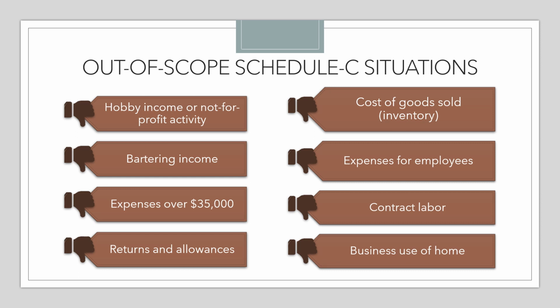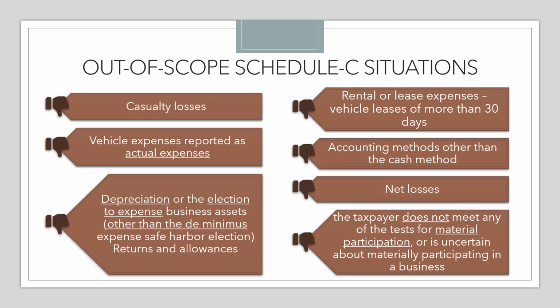Again, this is kind of the flip side of what we talked about, what we can do. A lot of the same issues. But we do have more detail and more situations for Schedule C returns that are out of scope. So continuing on, if this self-employed person in their business had any casualty losses, that would be out of scope. Vehicle expenses that are reported as actual expenses.